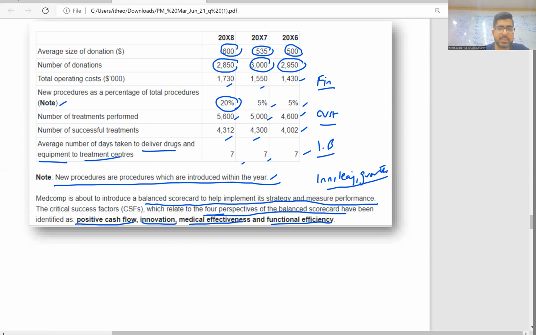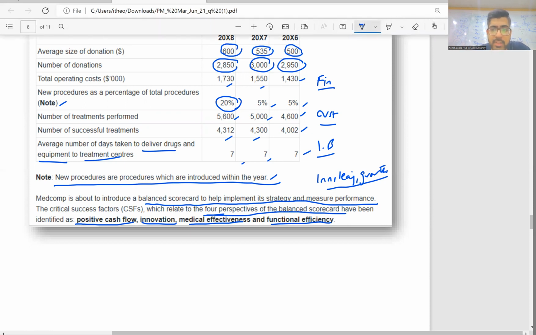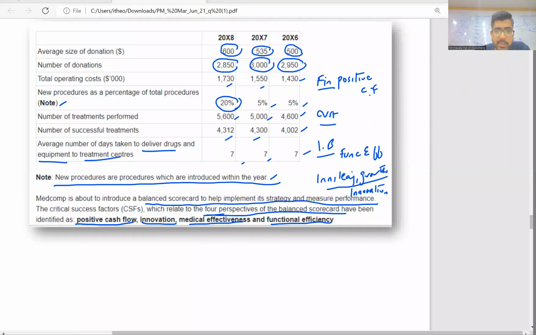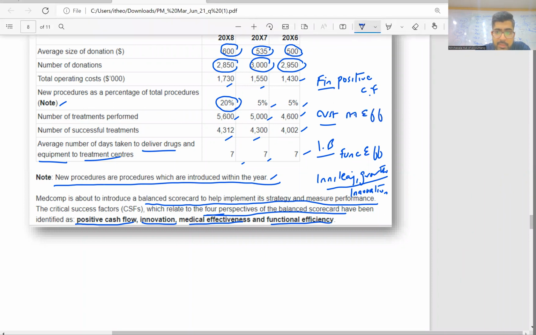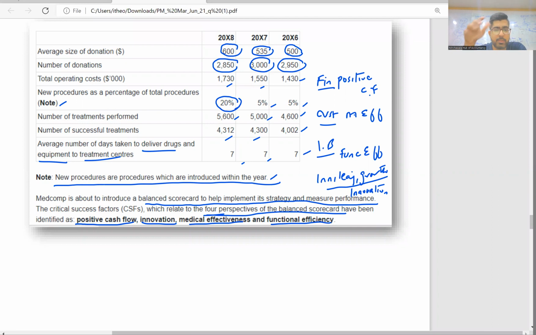What would be the relevant critical success factor for financial? Obviously, among all these 4, for financial, it has to be positive cash flow. For innovation, learning, growth, it has to be innovation. For internal business perspective, it has to be functional efficiency. And for customer, it has to be medical effectiveness. Now, it was not difficult to judge all these 4, because obviously the critical success factor for financial has to be positive cash flows. For innovation, learning, growth, it has to be innovation. Internal business usually relates to process efficiency, and customer is left with medical effectiveness.